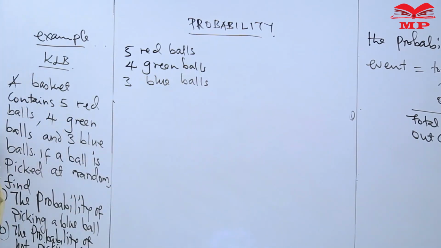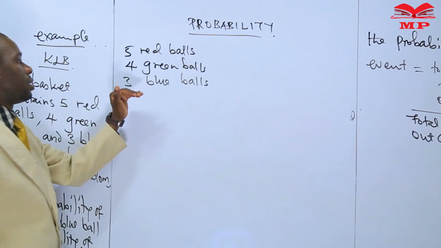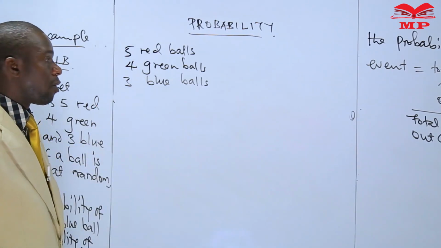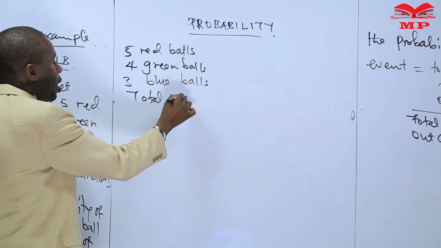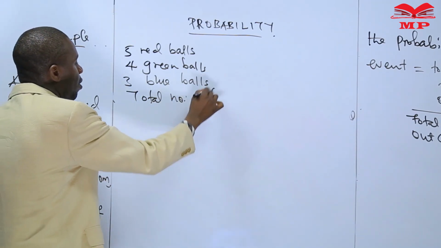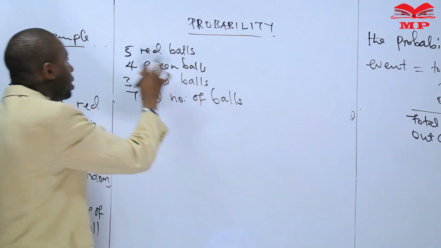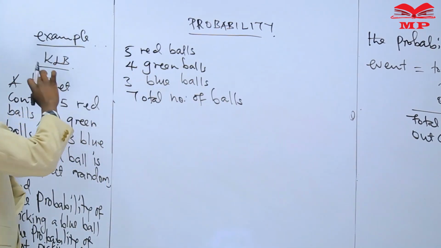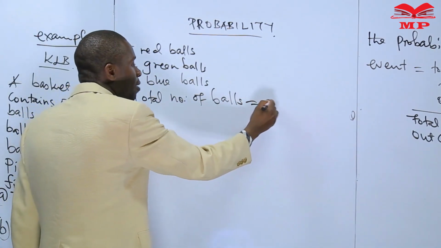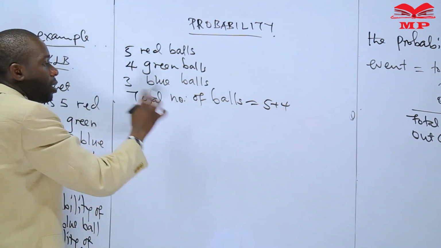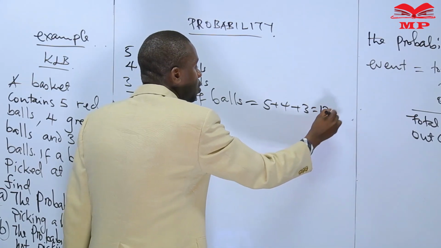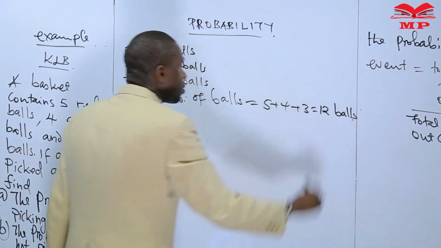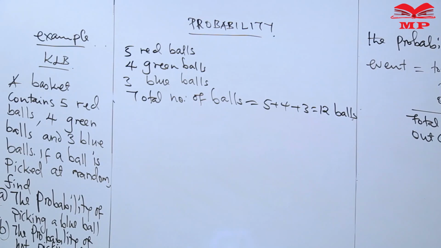So the first thing that we have to do here, learners, is that we get the total number of balls. So total number of balls in this case will be 5 plus 4, which is 9, plus 3, giving us 12 balls. So that is the total number of balls. So find the probability of picking a blue ball.